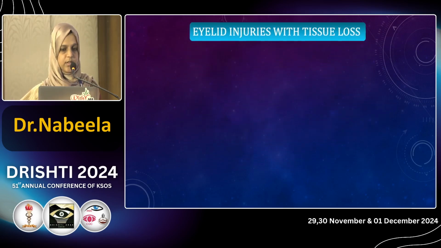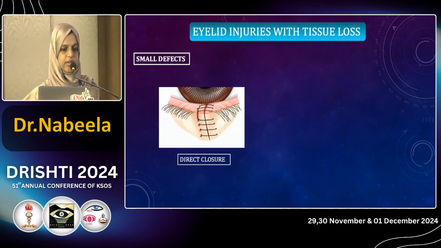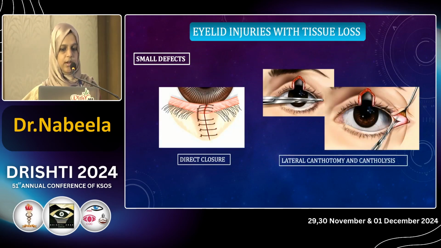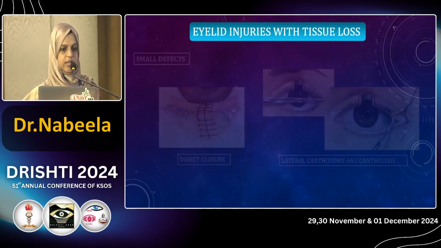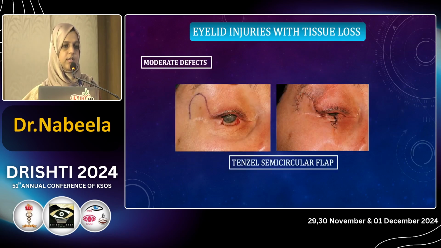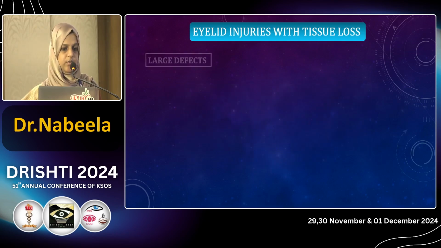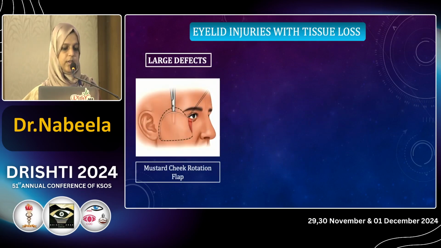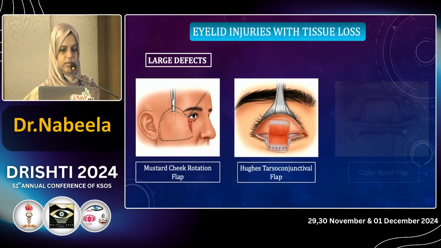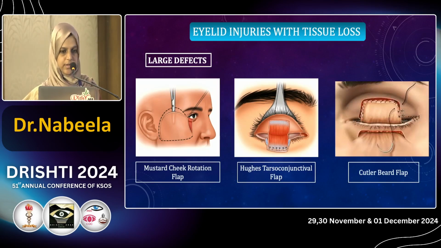So when you have tissue loss, for small defects you can do a direct closure or a lateral canthotomy with a cantholysis. For moderate defects you can go with a tensile semicircular flap, and for large defects you can go with flaps like Mustardé cheek rotation, Hughes tarsoconjunctival, or a Cutler-Beard flap.